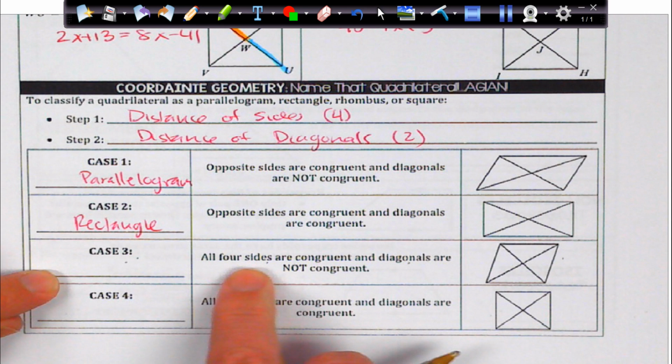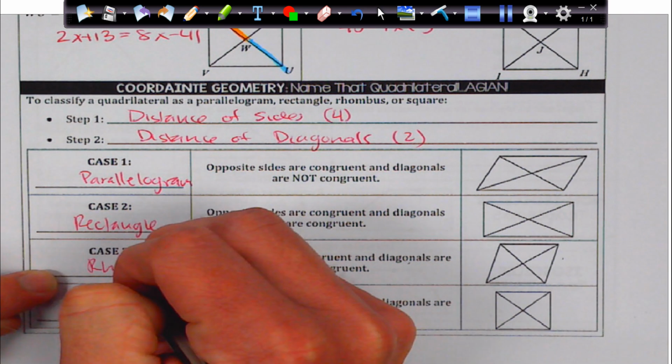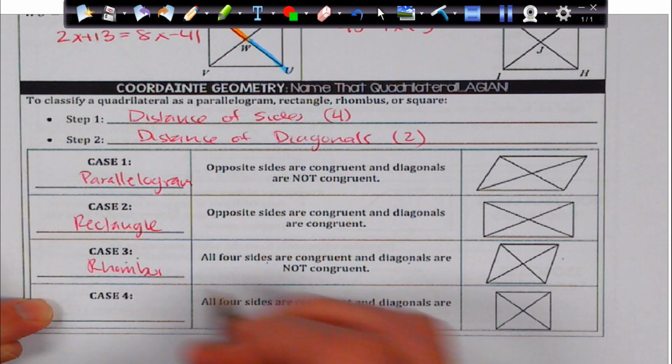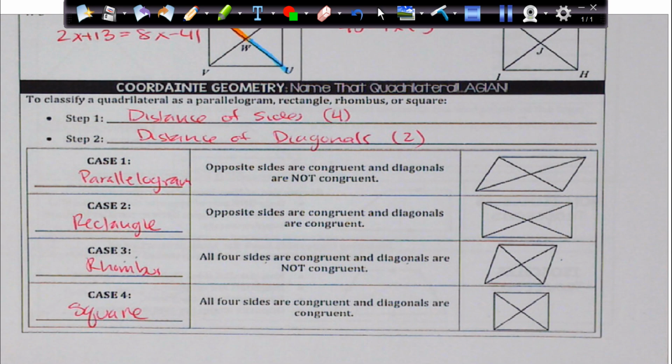Case 3, all four sides are congruent and diagonals are not congruent. That would be the rhombus. And then last but not least, all sides are congruent, all diagonals are congruent. That would be the square. Okay? So there it is.